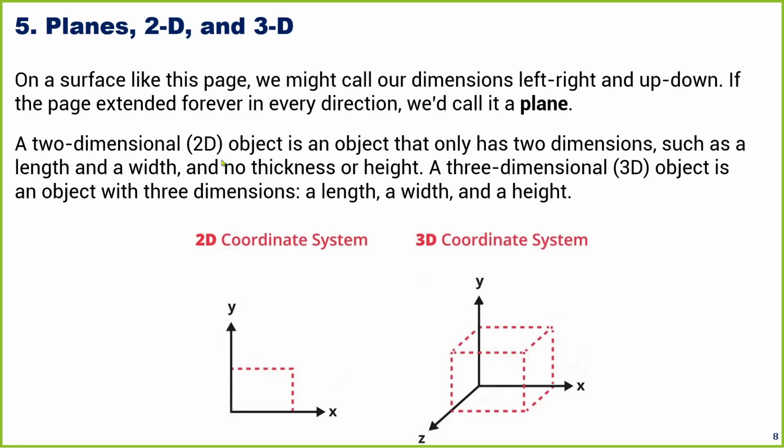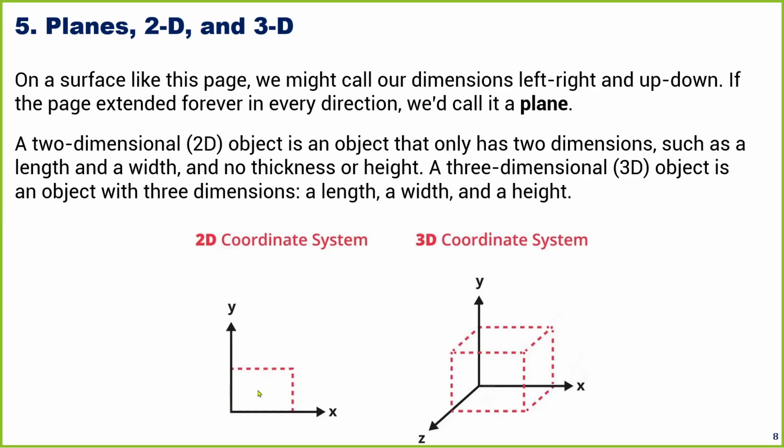And a two-dimensional or 2D object is an object that only has two dimensions, such as a length and a width, and no thickness or height. A three-dimensional or 3D object is an object with three dimensions, usually a length, a width, and a height.